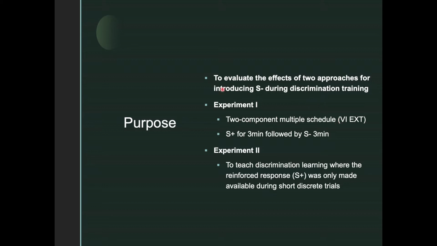And during experiment 1, the S plus component was in effect for 3 minutes, followed by 3 minutes of the S minus. And I'm jumping ahead here, but if I remember correctly, the S plus stimulus is actually a red stimulus, and the S minus was green.